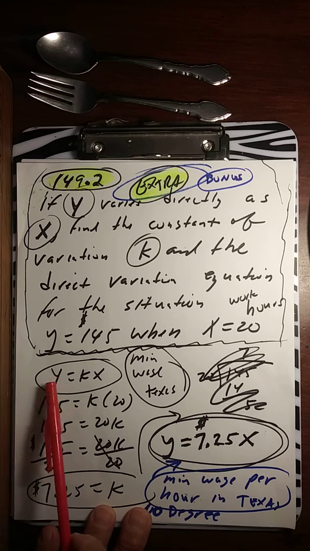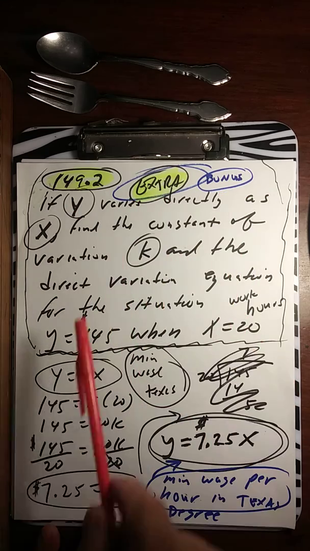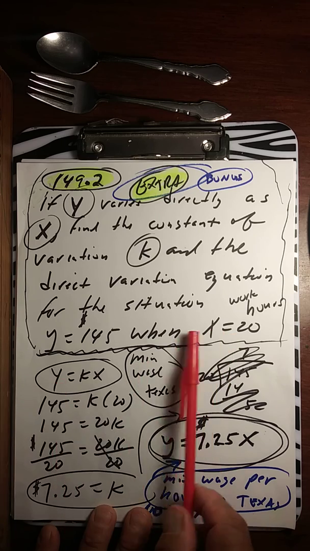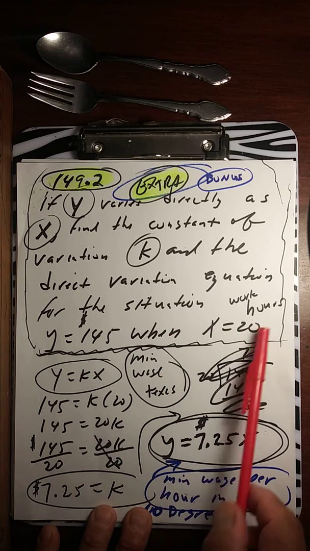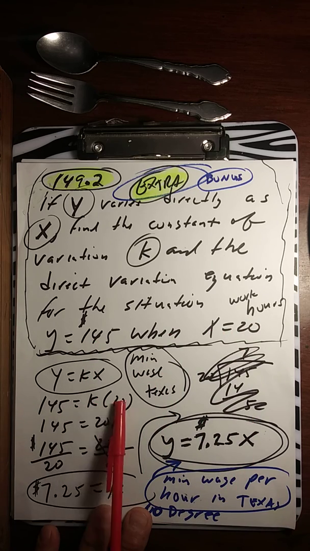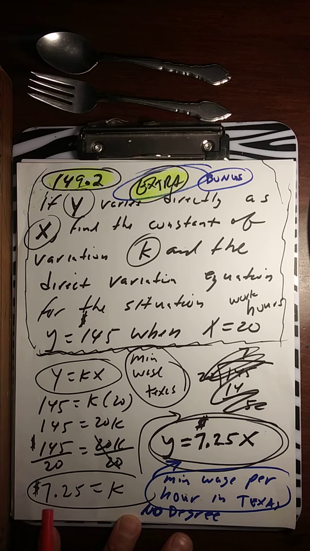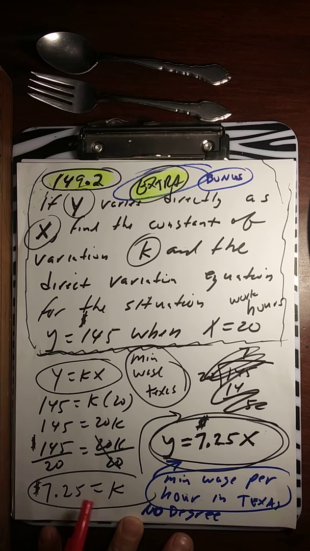So now y equals kx. Y varies directly as x means y equals kx. There's a formula. I know that y is what? 145, and x is what? 20. So k times 20, 20k. Divide by 20, divide by 20. So k equals 7.25. So that means you're making $7.25 an hour because you don't have a degree, but you still can make money, minimum wage in Texas.